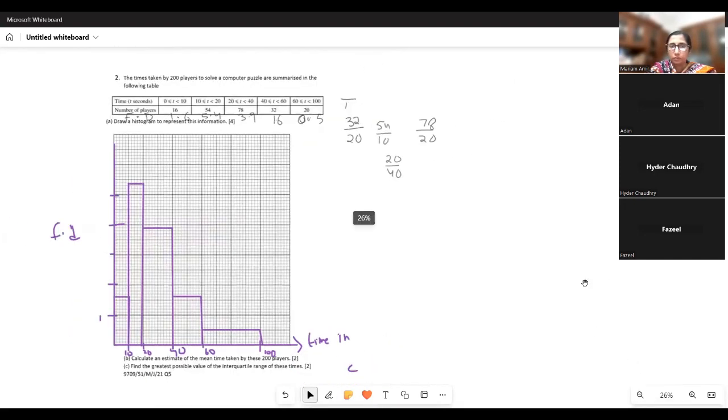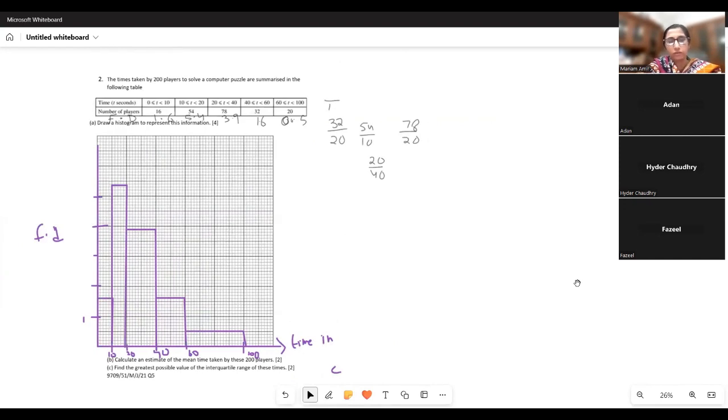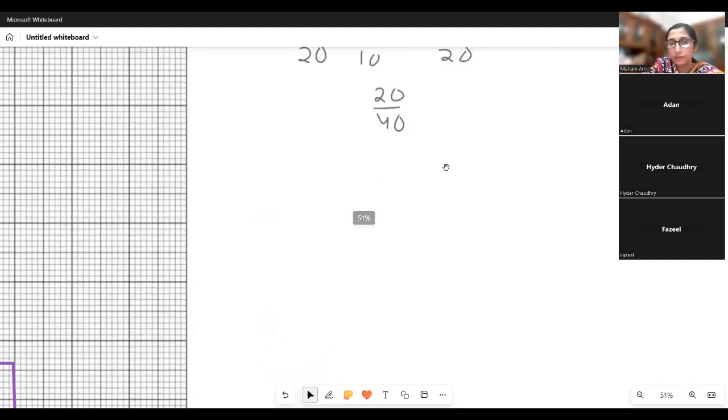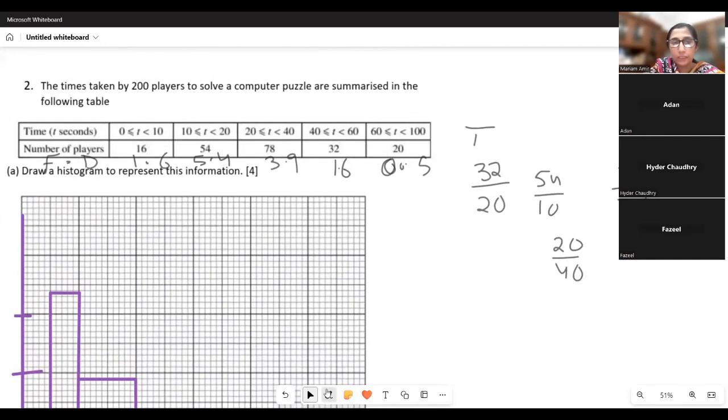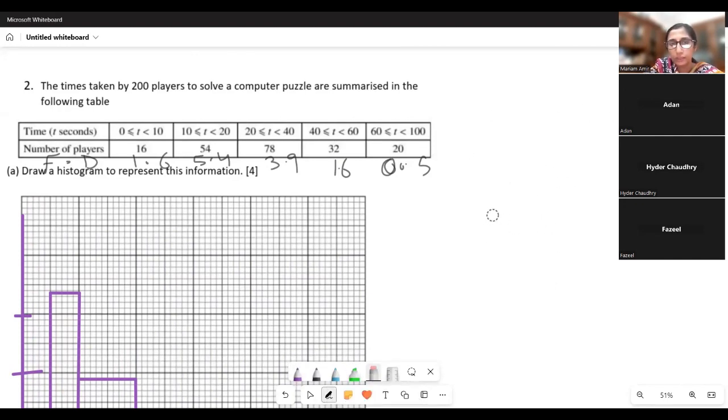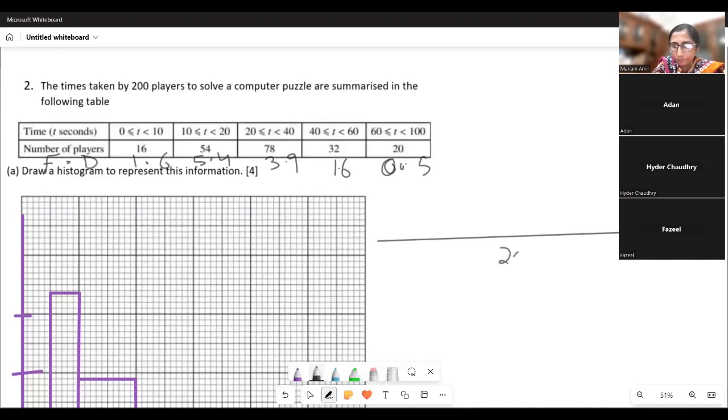So far we have done the O levels style histogram in question number 2. Part B says, calculate an estimate of the mean time taken by these 200 players. Again, it's the same mean we used to find in O levels. How did we find the mean? Take the mid value times frequency plus the next mid value times frequency and so on till the very end, and then divide the result by 200 players.